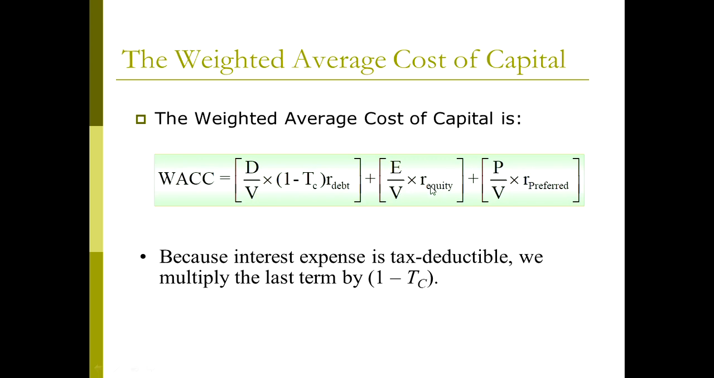So the dividends of the common stocks and the dividends of the preferred stocks, those payments are not considered as business expense. So there is no tax benefit. There is no 1 minus corporate tax rate in the common or the preferred stocks terms.